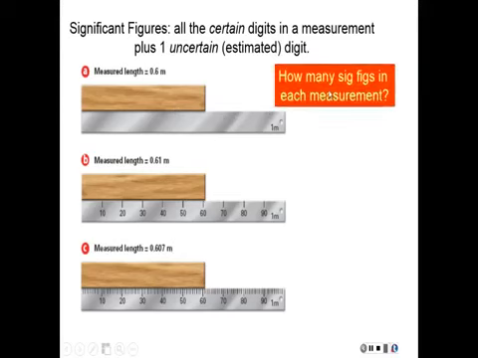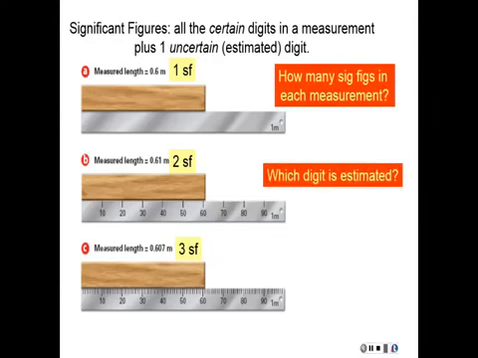So, first question is, how many significant figures will be in each measurement? Well, for A, it's going to be 1. For B, it's 2. And for C, it's 3. The only number that wasn't a significant figure was a 0 in front of the decimal point. Its whole function is to make you note that there's a decimal point there. Which digit is the estimated one? In the first, it's the 6. In the second, it's the 1, and in C, it's the 7.